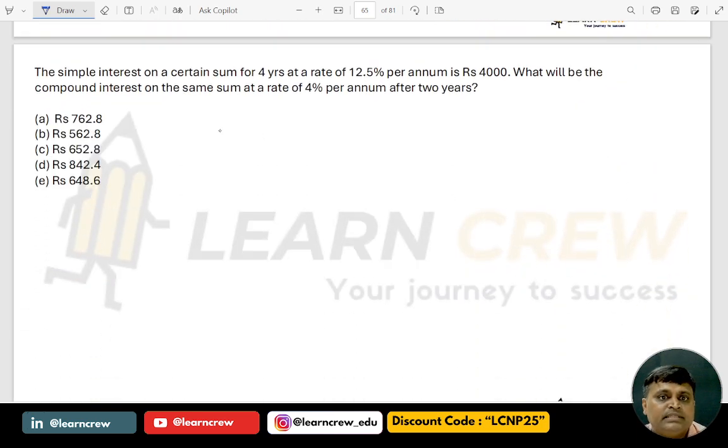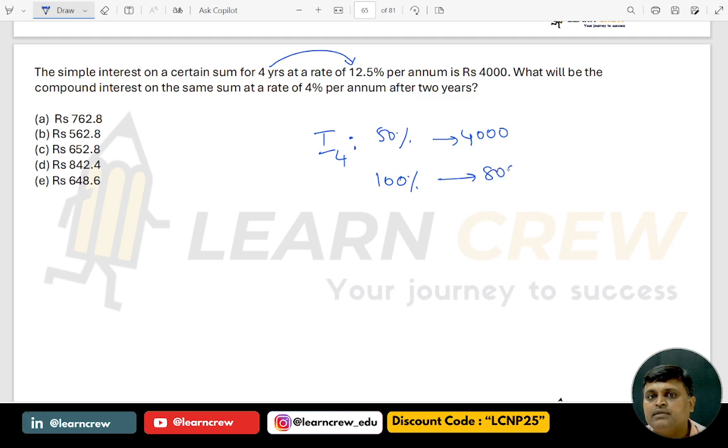Next. The simple interest on a certain sum for 4 years at the rate of 12.5% per annum is 4,000. 4 into 12.5, total interest for 4 years, 50% is 4,000. What will be the compound interest on the same sum at the rate of 4% per annum after 2 years? So that principal would be how much? 8,000. On this principal, at the rate of compound interest. So first year, 4% on 8,000 is 32.